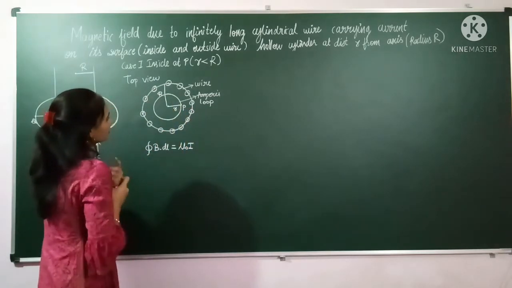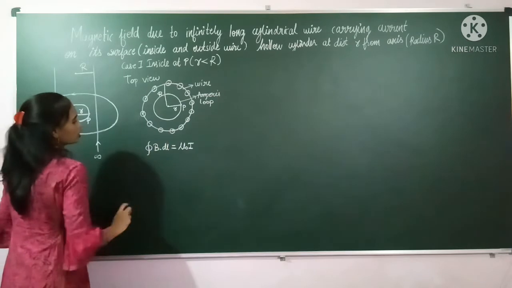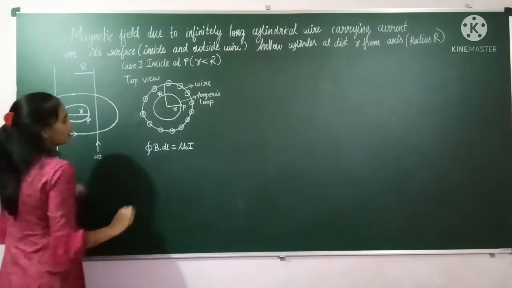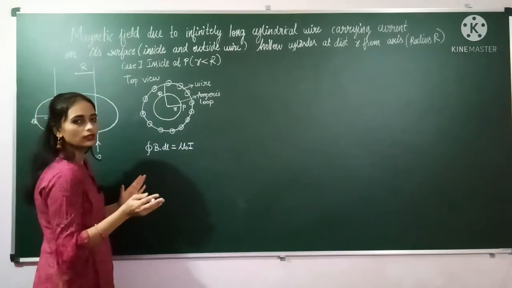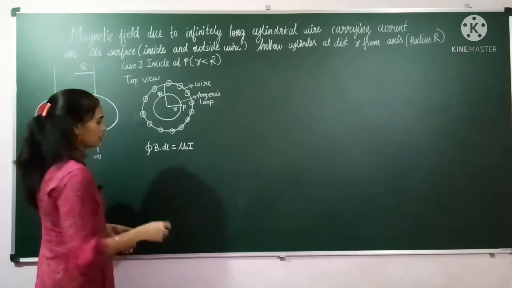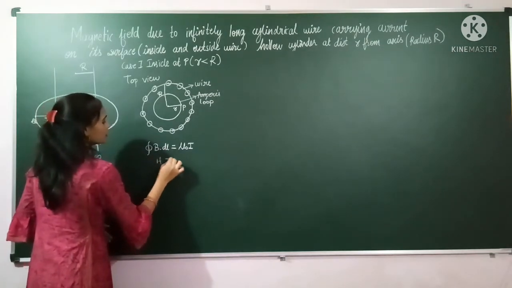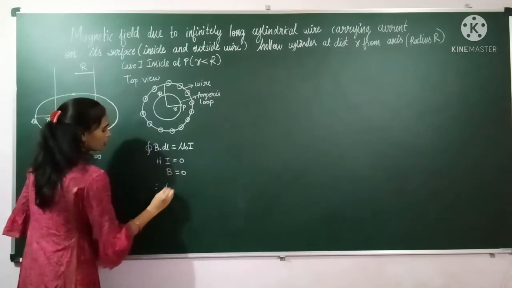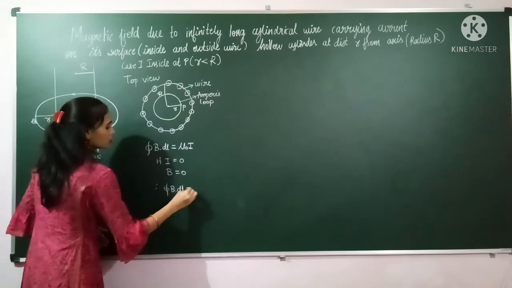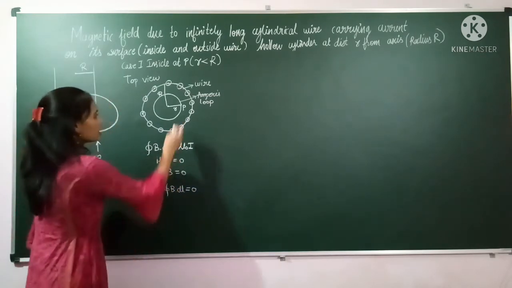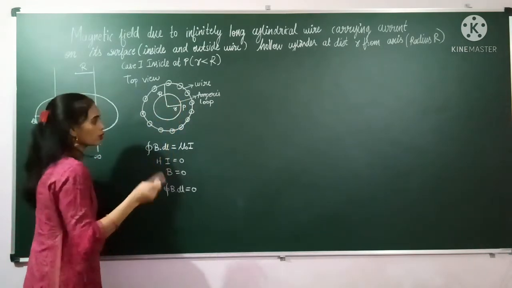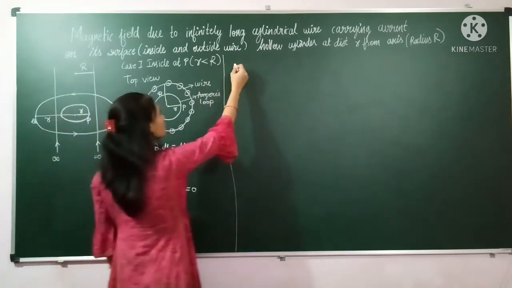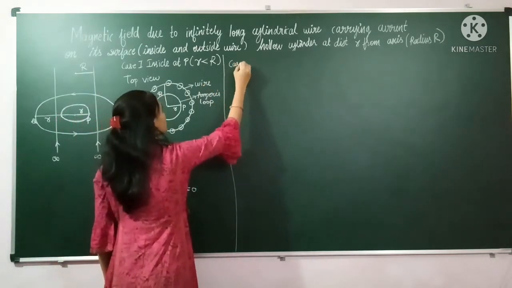If you apply Ampere's circuital law here, inside this cylindrical wire there will be no current. No current means no magnetic field, because the source of the magnetic field is the current. So if I equals 0, then B also equals 0. Therefore closed integral B dot dl is equal to 0. So in this first case, at this point P the magnetic field is 0, because inside the cylindrical wire there is no current. Current is present only on the surface.